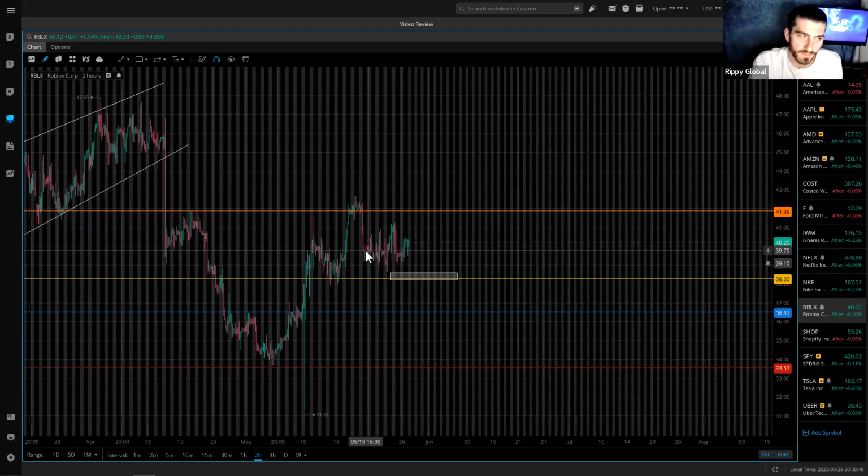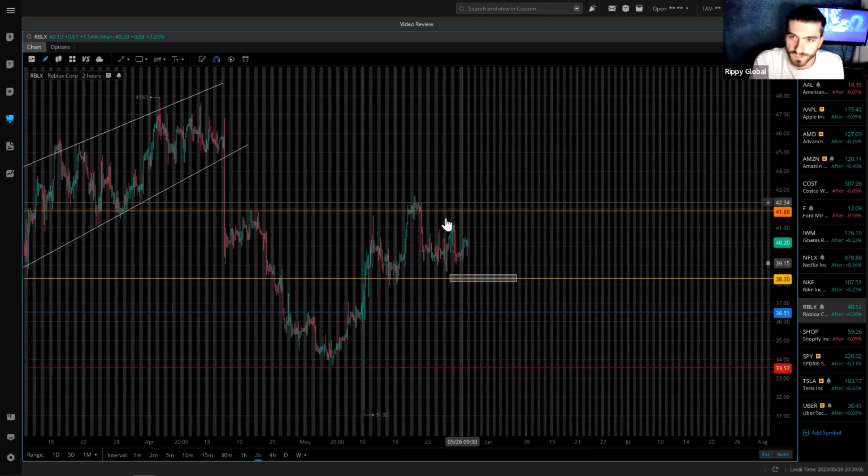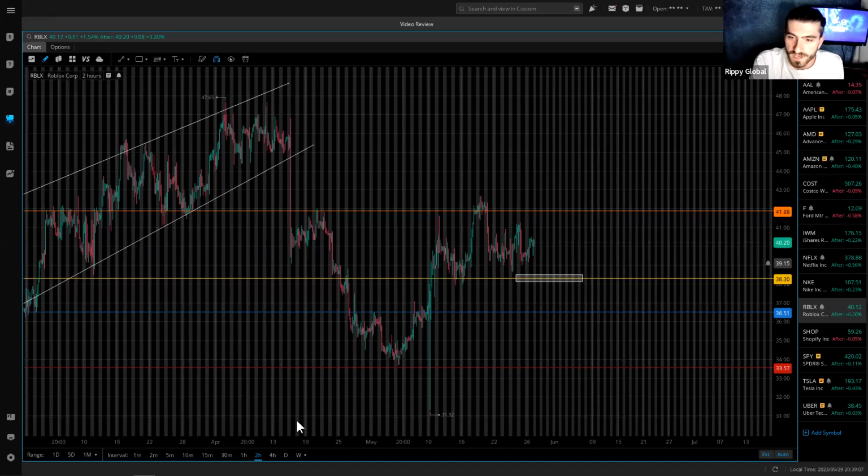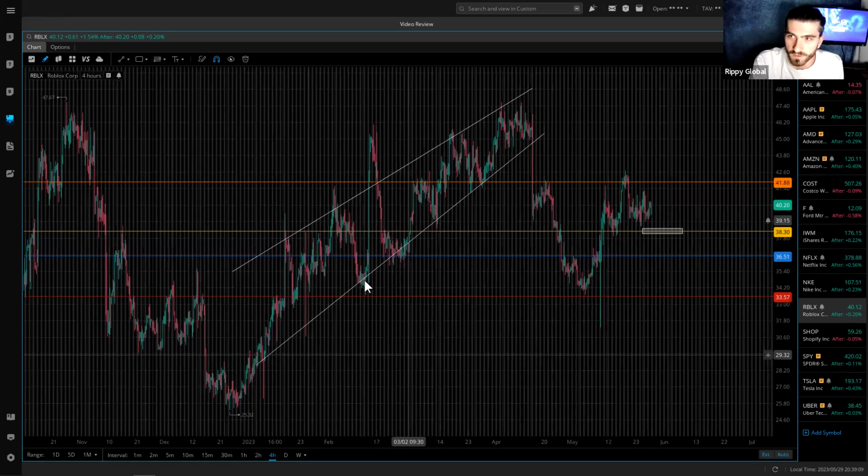I like to play calls at the bottom, puts at the top. I'm not going to predict puts at the top when we're currently in a quote-unquote bull market or a push right now. So I want to see a pullback and a support hold at roughly $38 a share to enter calls on ROBLOX. If the $42 a share breaks on the upside, you want to focus on the gap fills like I talk about often.